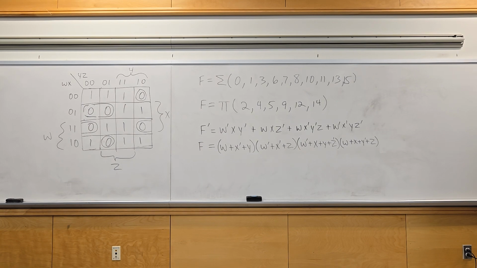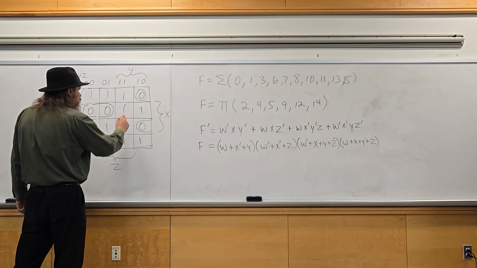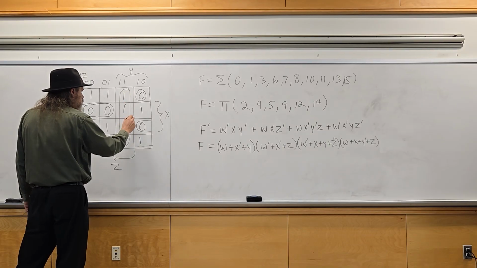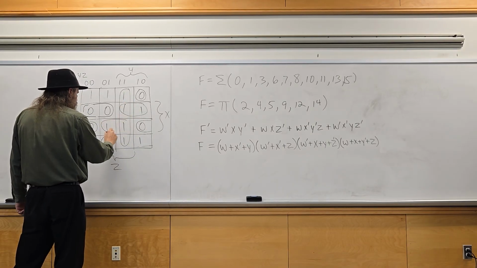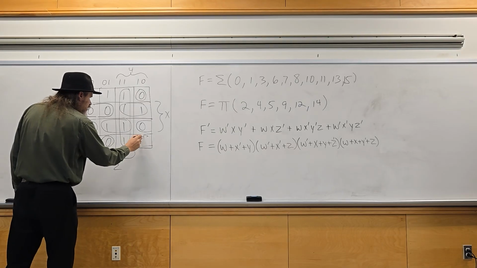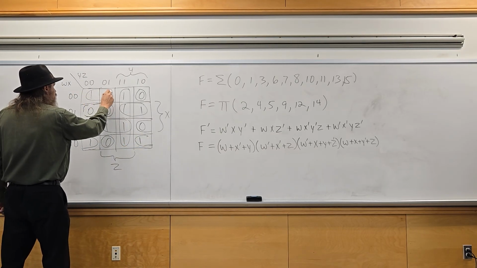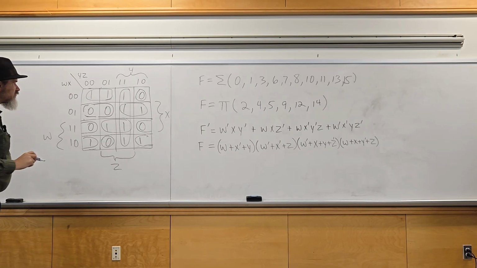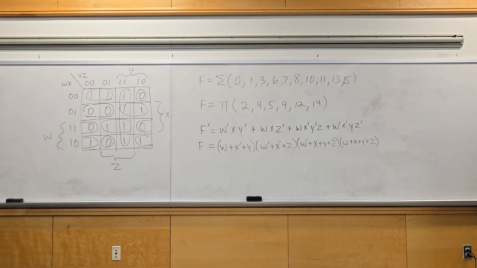Let's see here, how many would it have been if we grouped ones? It would have been 1, 2, 3, 4, 5. It would have been 5 terms with grouping the ones. So which way you go depends on which way is easier to implement in circuitry.